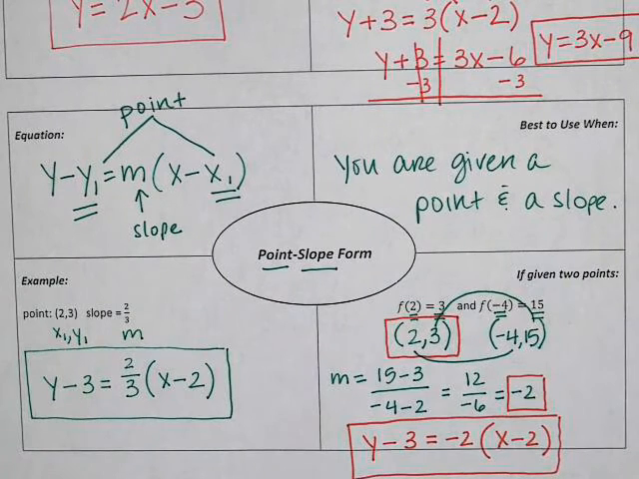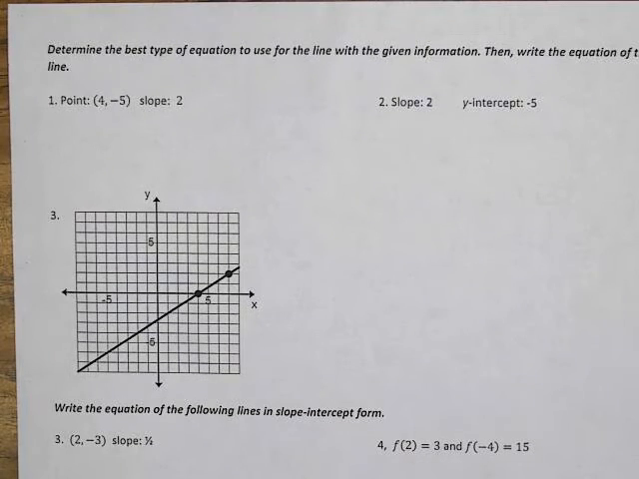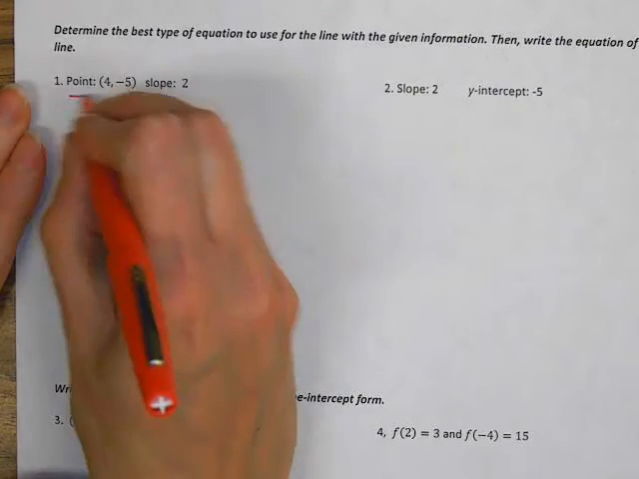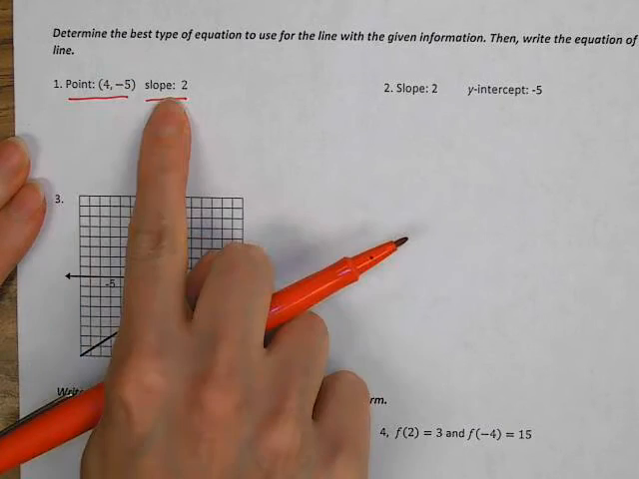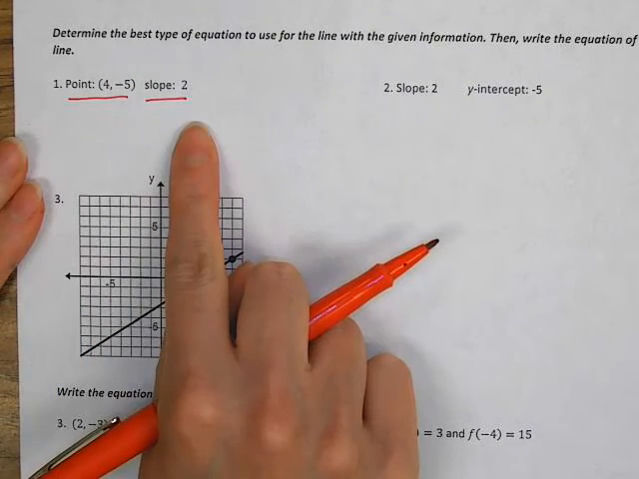All right, so those are when to use each method. Now we're going to look at some problems, and you're going to decide which method you want to do and do it that way. All right, so number one, which method would we use if they give you a point and a slope? Should we use slope-intercept method or point slope method? Well, it says point slope, so we're going to use point slope method.